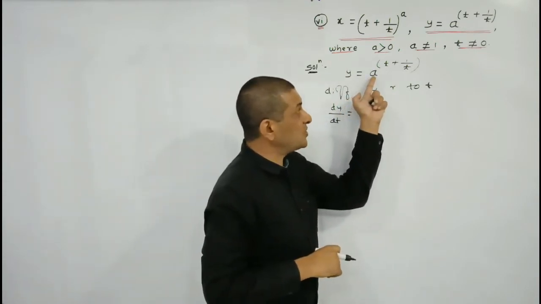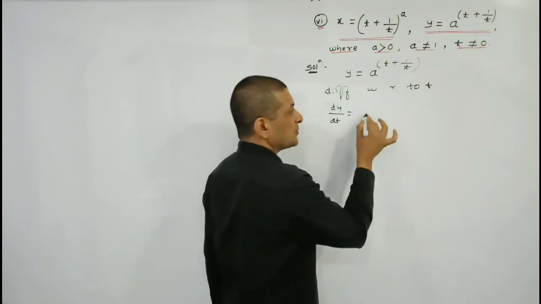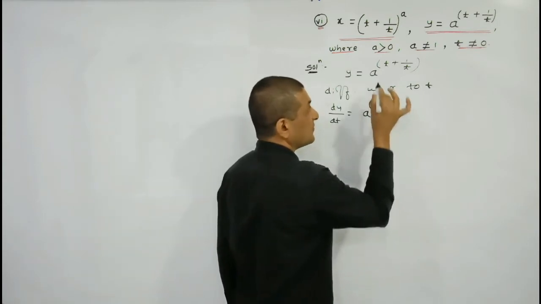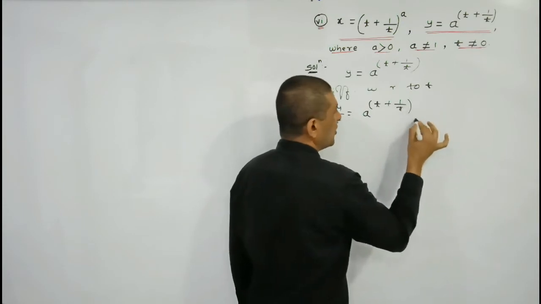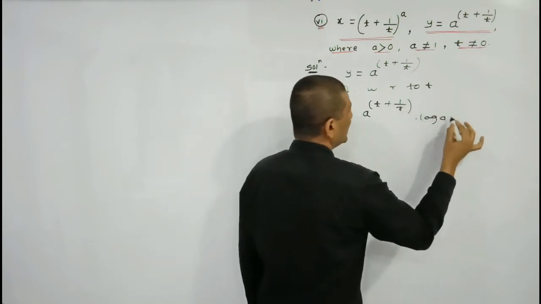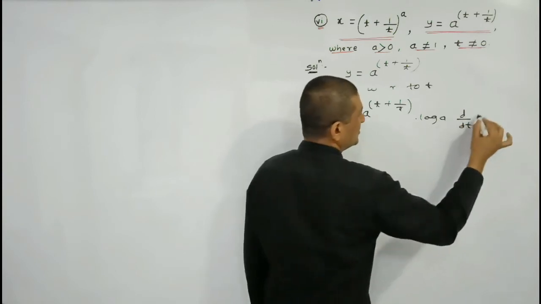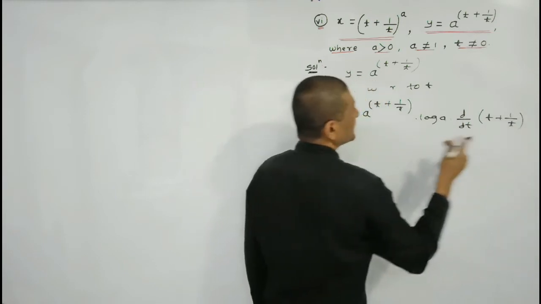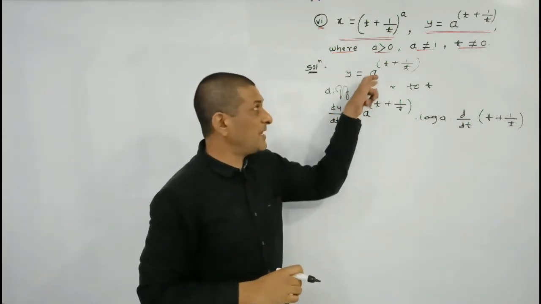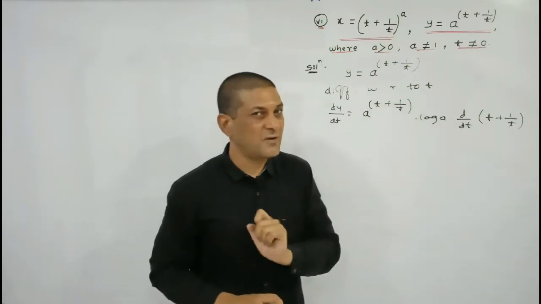On this side, the function is in the form of a raised to power f of x. What is the derivative of a raised to power f of x? A raised to power f of x, where f of x is nothing but t plus 1 by t, into log a, into the derivative of f of x. We are differentiating with respect to t. Just we have applied the formula of a raised to power f of x, which is a raised to power f of x into log a into the derivative of f of x.